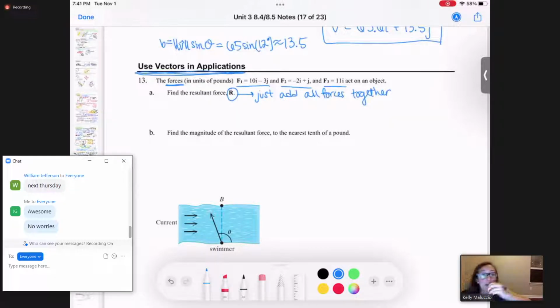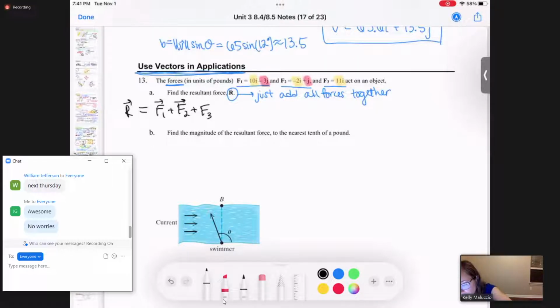And now you know how to do this. What this means is you are adding the i's with the i's, the j's with the j's. That is what you are doing. You are not combining the two. You are just adding these. So let's take a look. Technically you just want F1 plus F2 plus F3. This is going to be R.